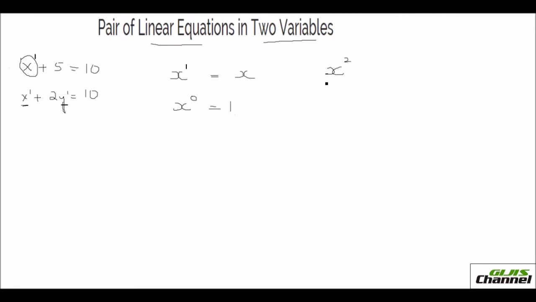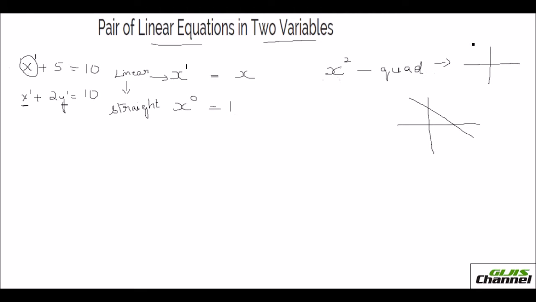Understood? When it is x squared, you call it a quadratic equation. When the highest degree is 1, you call it a linear equation. Linear means straight. That is why we call it a linear equation, because when you put it in a graph, you get a slope like a straight line. For a quadratic equation, your graph would be a U-shaped graph like this.